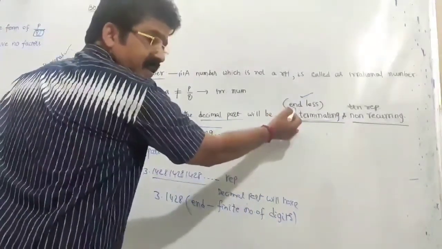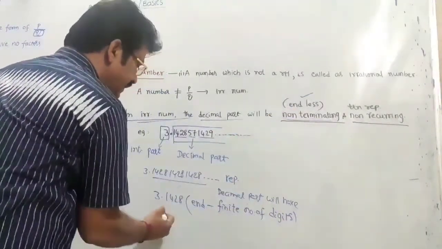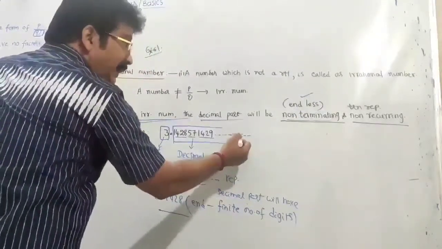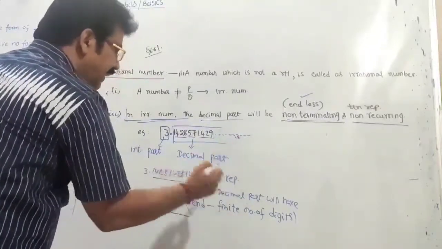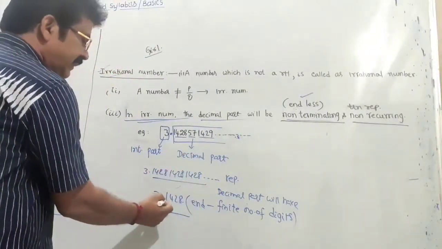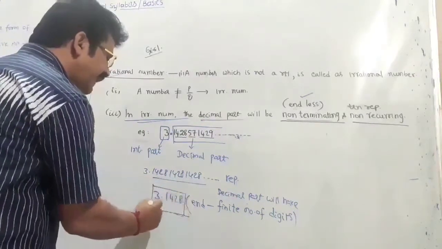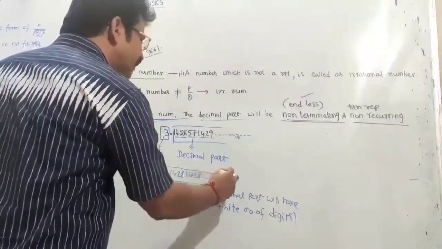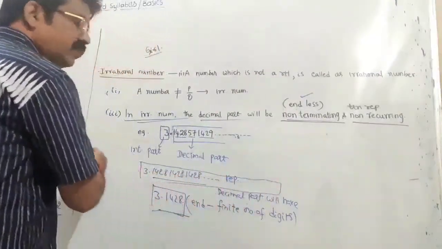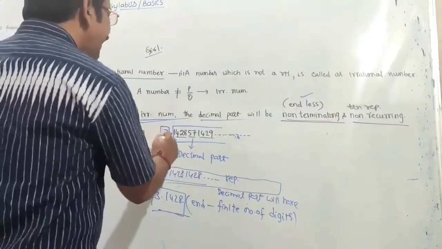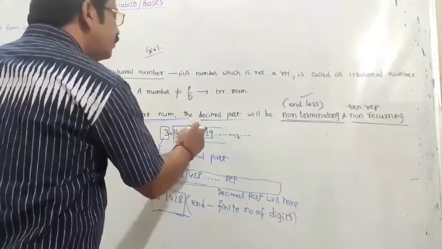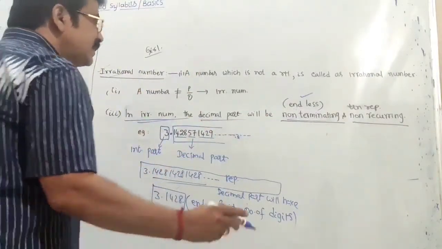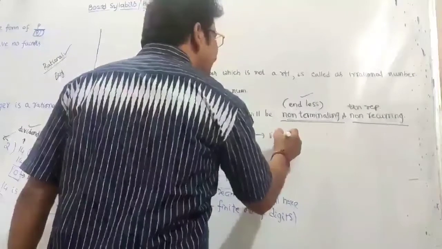This is the opposite meaning of endless. Terminating means ending, a full stop. So it contains only 4 digits. So 3.48 is different. 3.1428, 1428, 1428, 1428 is different. 3.142857, 1429 and so on is different. Out of these, this is an irrational number.